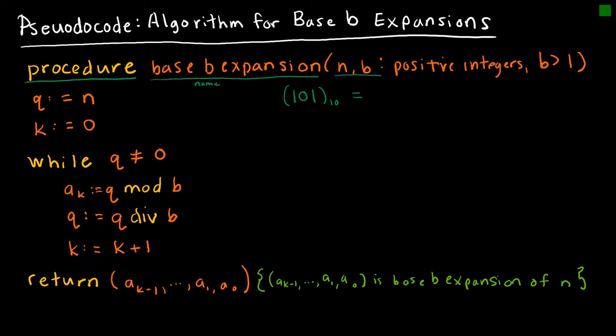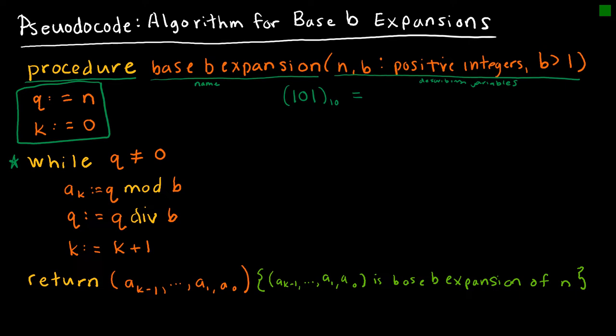And then all of the stuff in parentheses is going to be describing variables. I'm writing very small, I apologize. And then this over here gives me a starting point. So it's like, here's all the information that you need before we get to the actual procedure, which starts here at while. So the procedure is called base b expansion. I know that n and b will be positive integers, and b is going to be greater than 1.